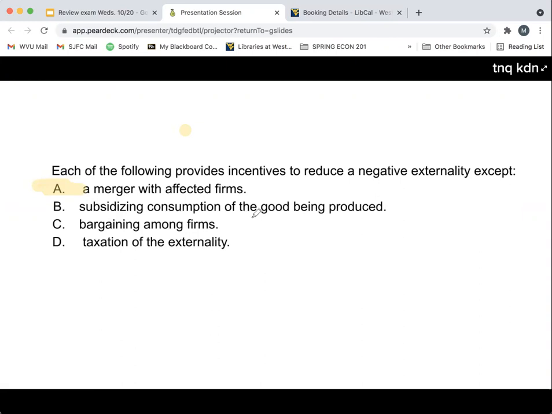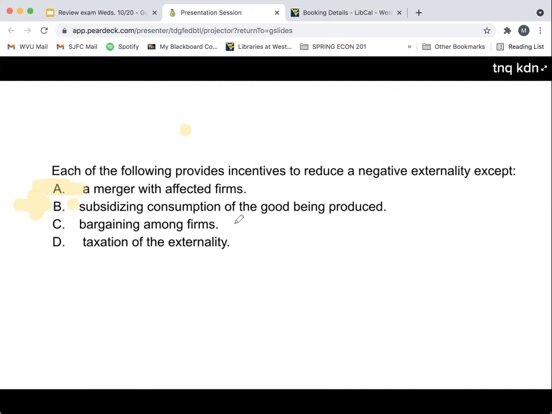Subsidizing consumption of a good being produced. So this sounds like something that wouldn't incentivize reducing a negative externality. A subsidy is going to be a remedy for a positive externality. We want more of something, so we're going to subsidize the production of this. So in this case, B is a little fishy. We'll come back to it.